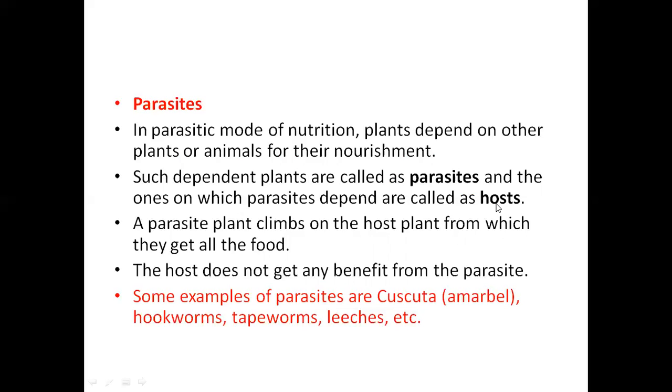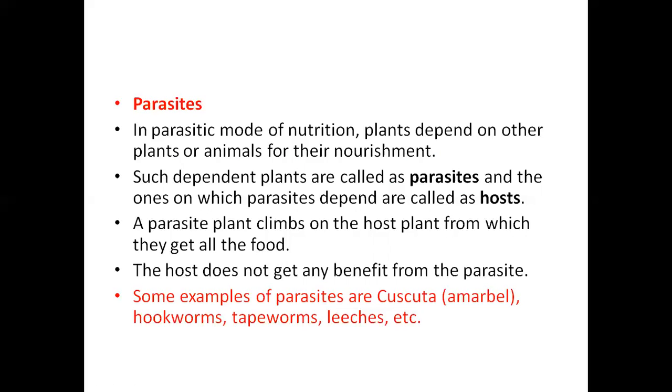host. So we can say in short, the relationship existing between the parasite and the plant or animal which is nourishing them is a host and guest relationship, right? The plants which provide the nourishment are the host, and these parasites are the guests. A parasite plant climbs on the host plant from which it gets all its food. The host does not get any benefit from the parasite. That is the problem. Instead, it is losing, right?